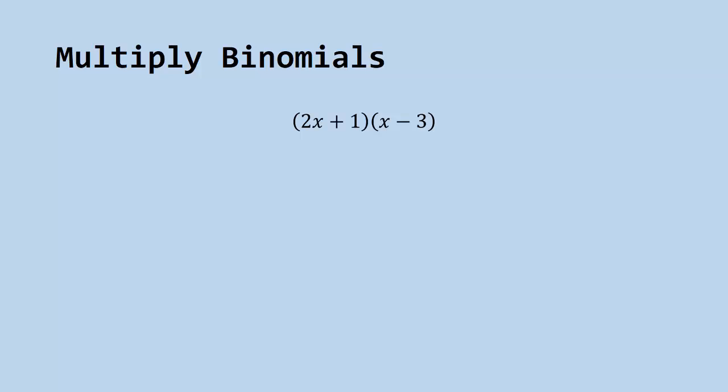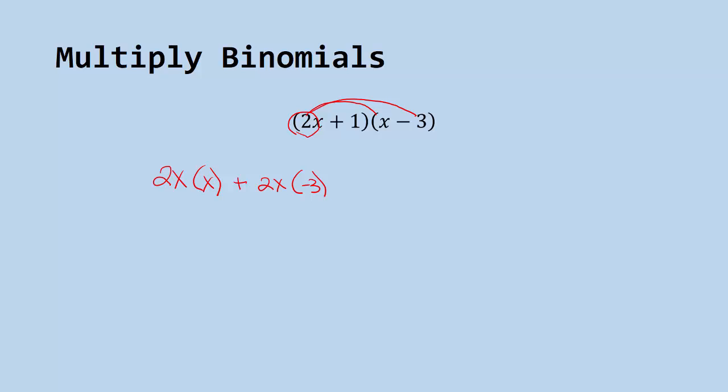So what I'm going to do is start by taking the 2x term here, and I'm going to multiply 2x by the first term in the second parenthesis. So I'm taking 2x and multiplying it by x. Now I'm taking that same 2x and multiplying it by the second number, the negative 3. So now I'm going to take 2x times that second term, negative 3.